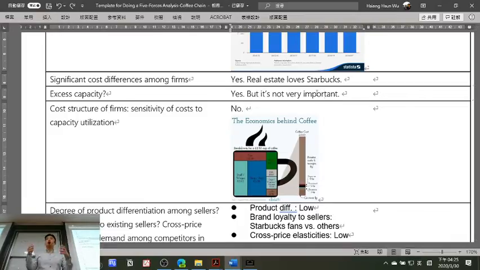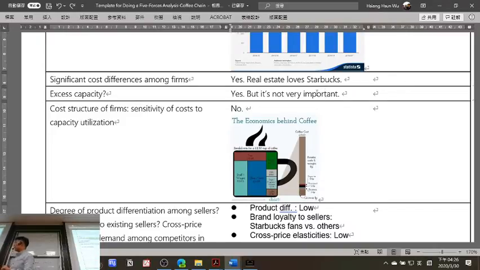Is there excess capacity in this industry? I mean, the coffee chain. Do we see the excess capacity? They supply too much, and the demand is not very high. That is the overcapacity, right? So is there any excess capacity in this industry? Yeah, my idea is yes. Actually, there is excess capacity.